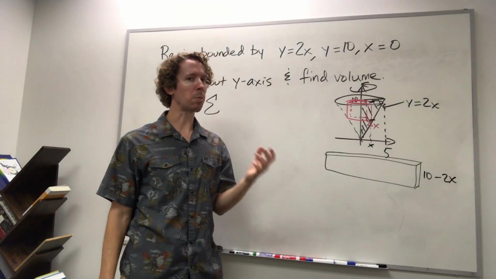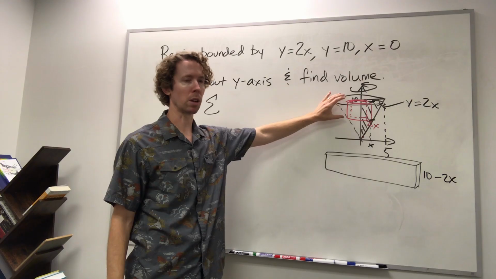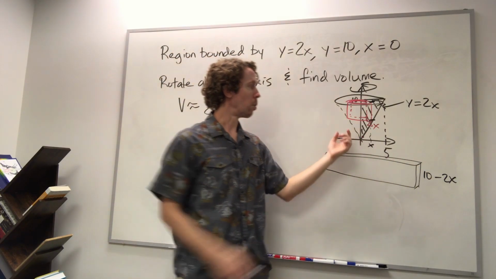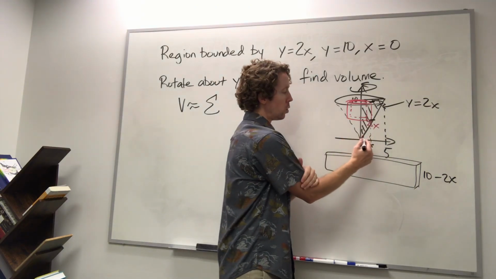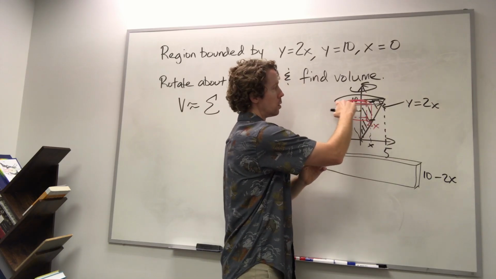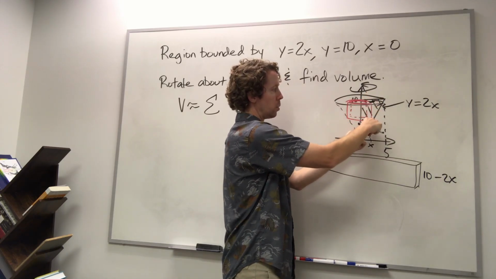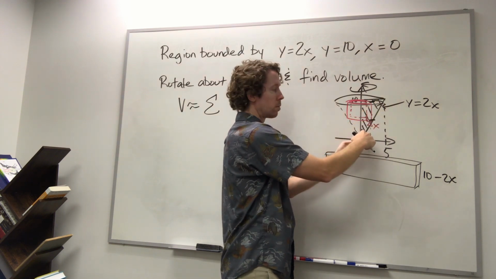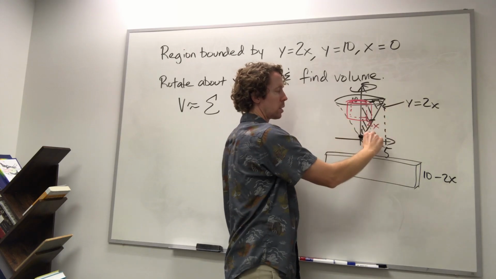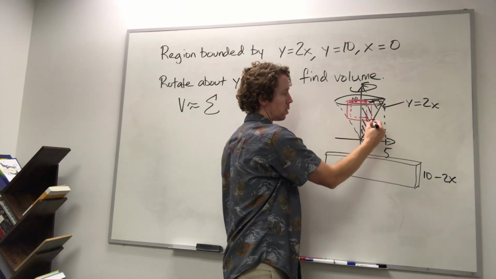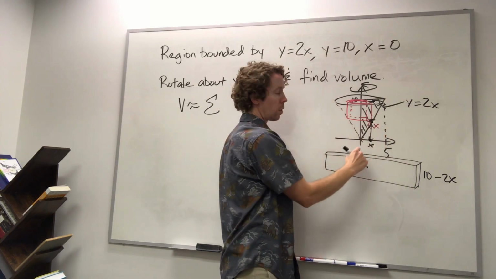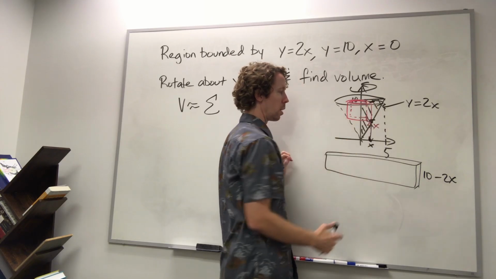I think probably the hardest part of doing this with the shell method is that you have to understand how to get the height. No matter which shell you're looking at, you pick an x value, and to get the height of the shell, you're going to go from 10 down to the line 2x. The y value of 2x is the distance from here to here. I want to subtract that distance from the distance from here to here, which is 10.